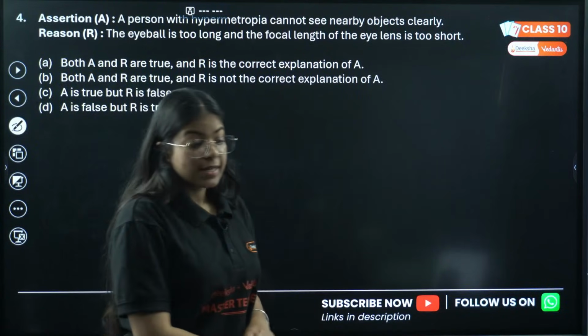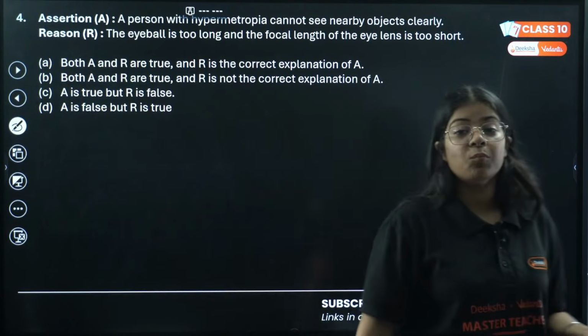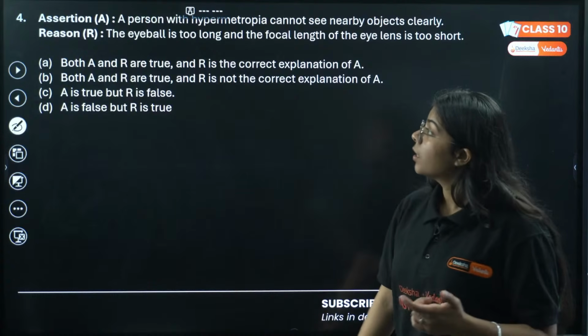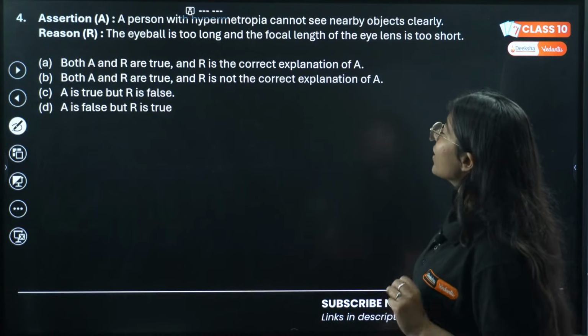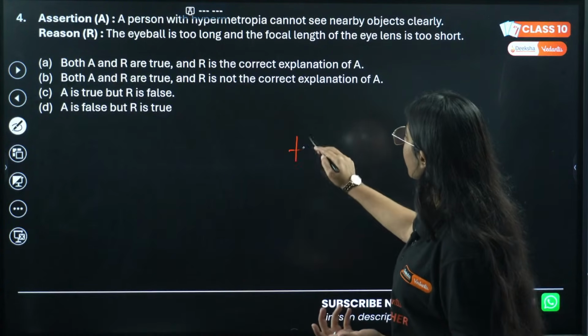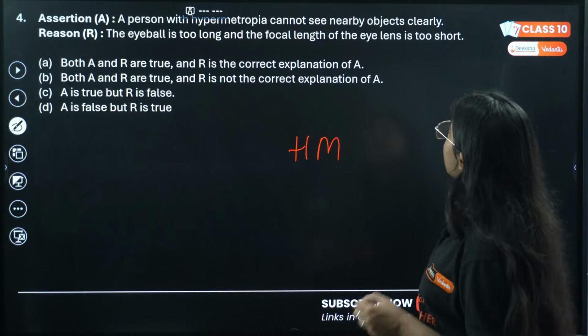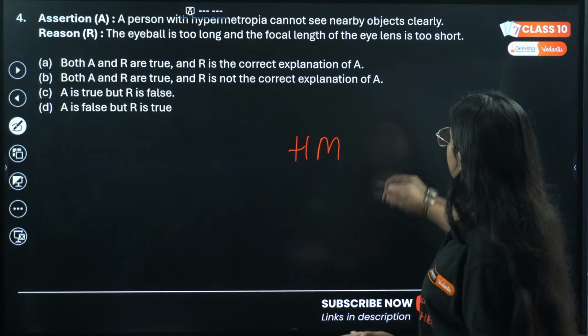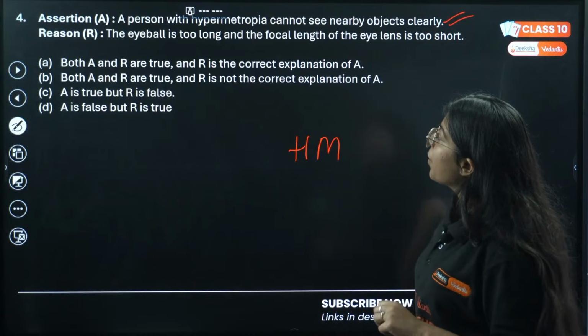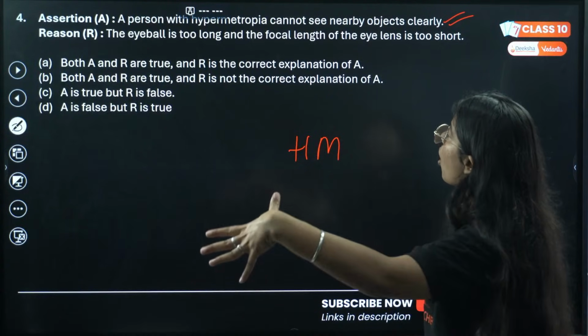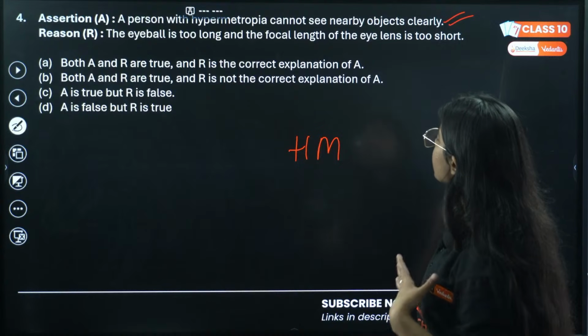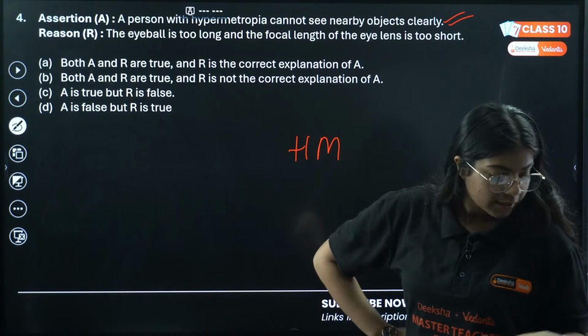Next question says, assertion reason questions, very important, can be very tricky. Now, assertion says a person with hypermetropia cannot see nearby objects clearly. This is definitely correct. But the eyeball is too long or the focal length of the eye lens is too short. Is this correct or not?